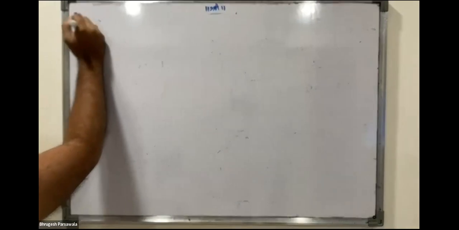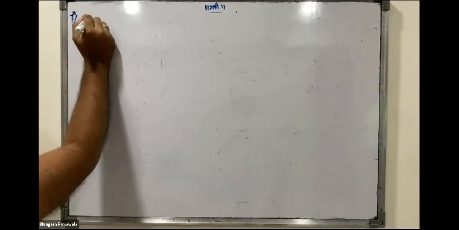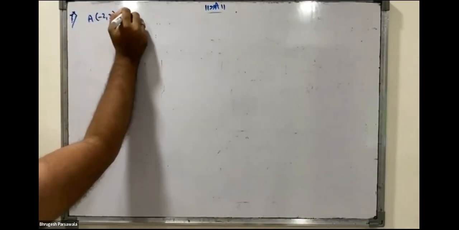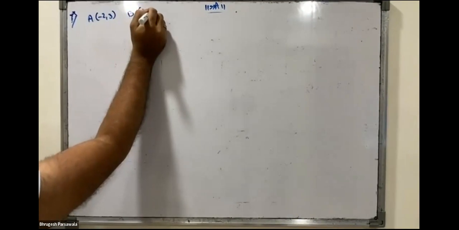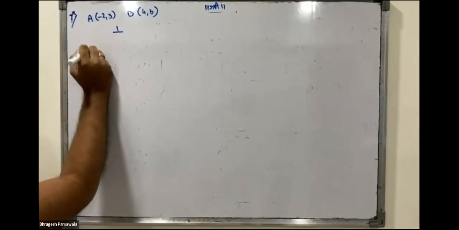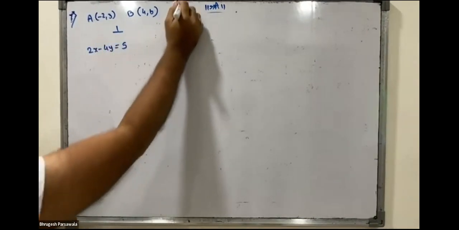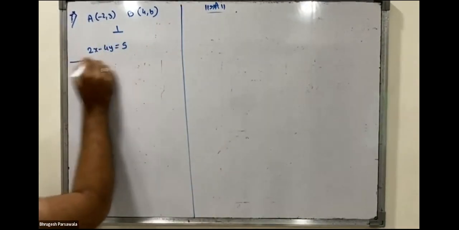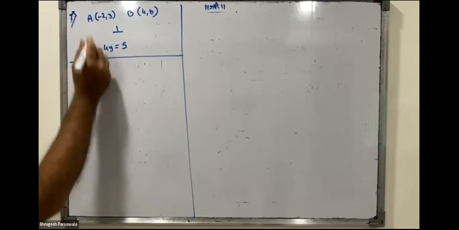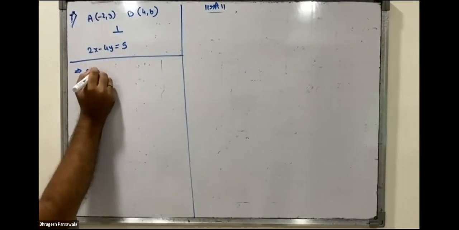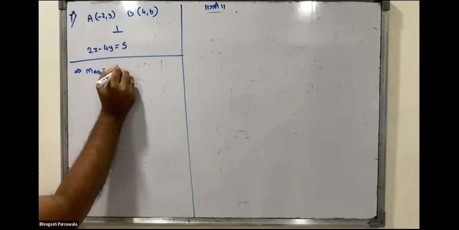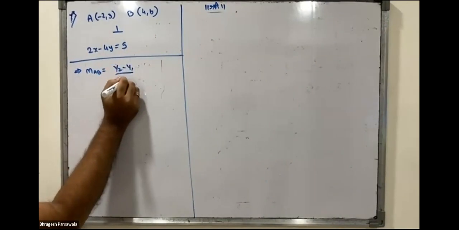Seventh one. Line through A and B, perpendicular to... Okay, first find the slope of AB: y2 minus y1 upon x2 minus x1.